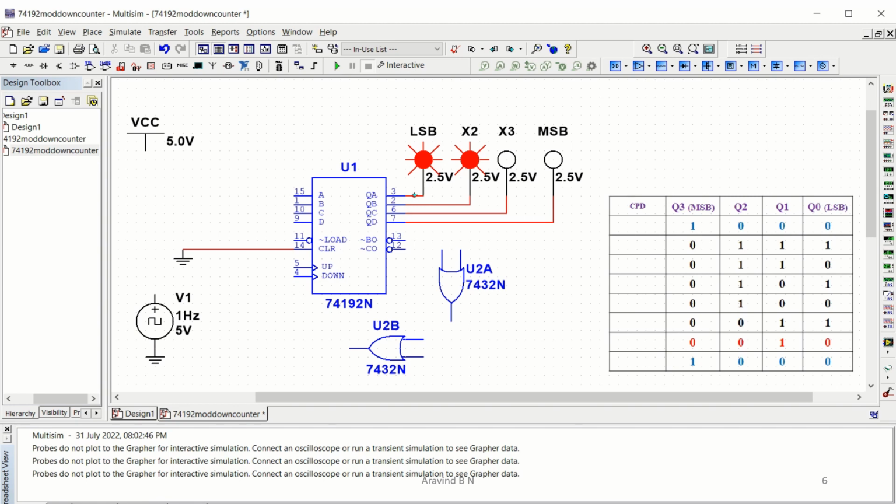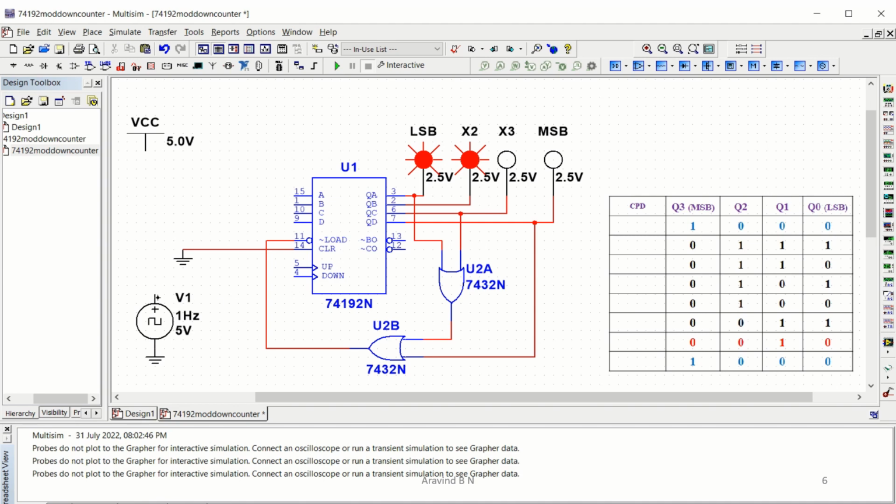So see, this is Q0 and then this is Q2, right, and then Q3 will be connecting to the second one, and the output of this OR gate I will be connecting to this one, and then the final output of this combination I will be connecting to the load signal, right.